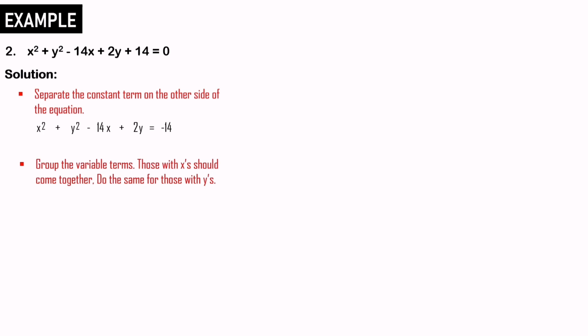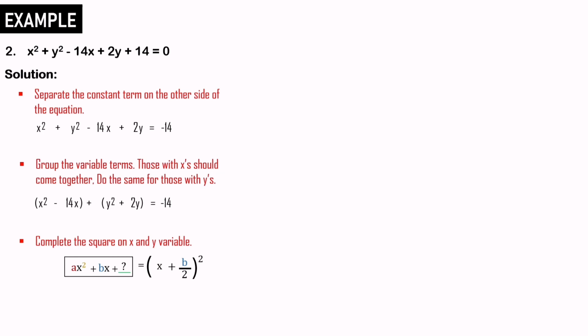And then you group the variable terms. Those with x will be together, those with y will be together. So we have x squared minus 14x plus open parenthesis y squared plus 2y, close parenthesis, equals negative 14. Next, we complete the square on the x and y variables.